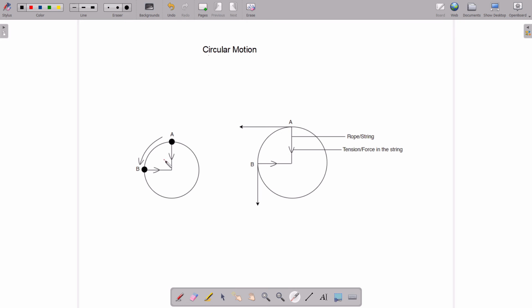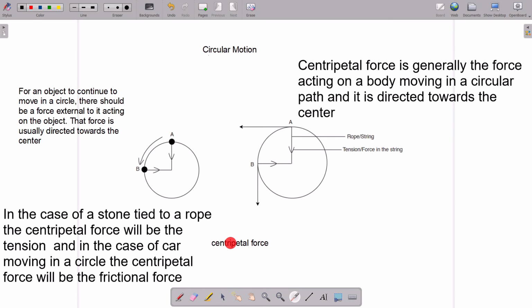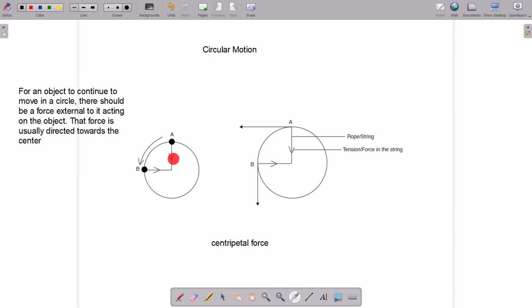So then, what is the point we want to take note of? For an object to continue to move in a circle, there should be a force external to it acting on the object. And that force is usually directed towards the center of the motion. The inward force that causes the object to move in a circle is referred to as centripetal force. And centripetal force is directed towards the center of the motion, as depicted here.